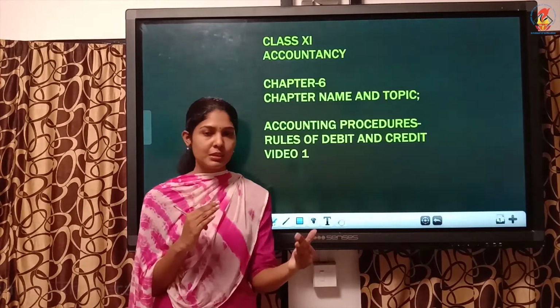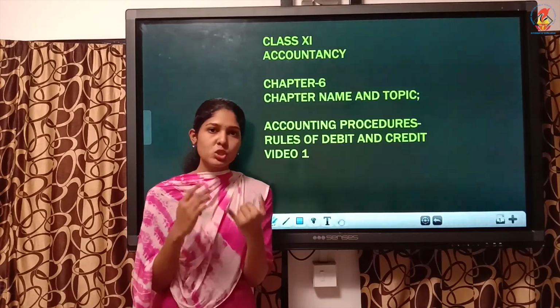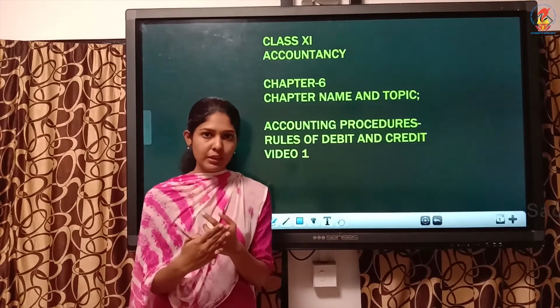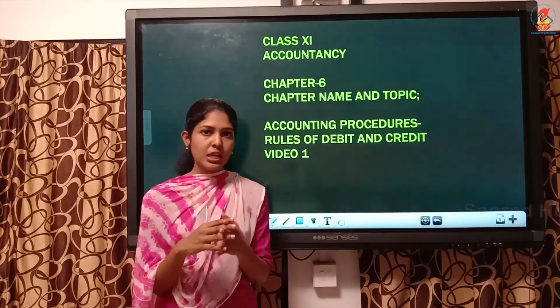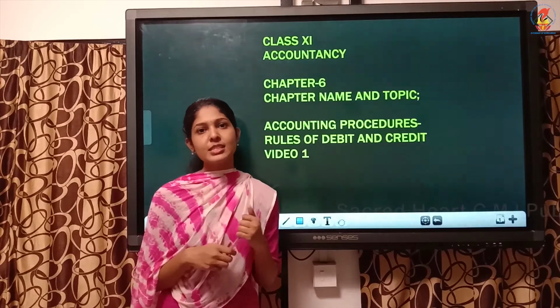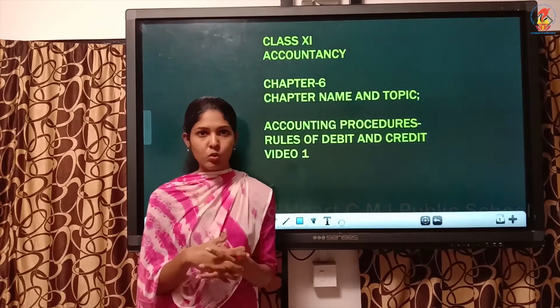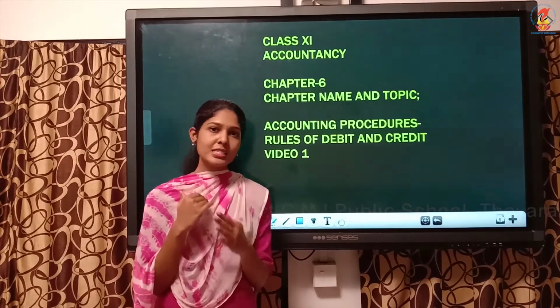So that we learned. Now we will see how an item should be debited or credited depending upon the transaction. So what are the rules of debit and credit we will be discussing in this chapter. First we will see what is an account. We already discussed the term ledger.